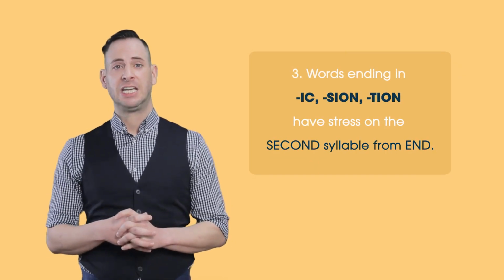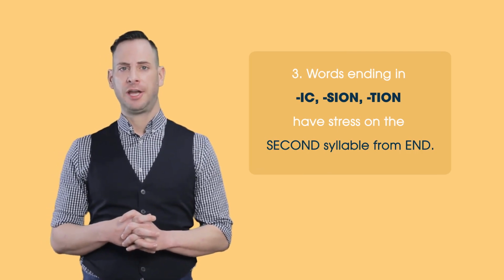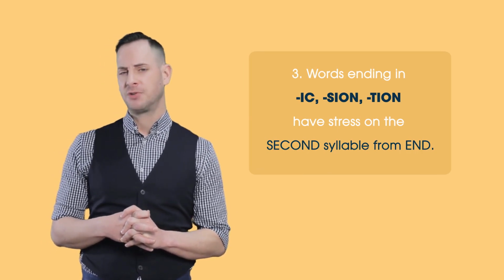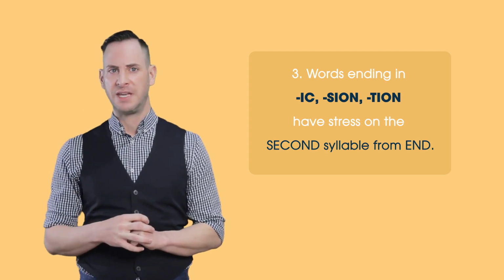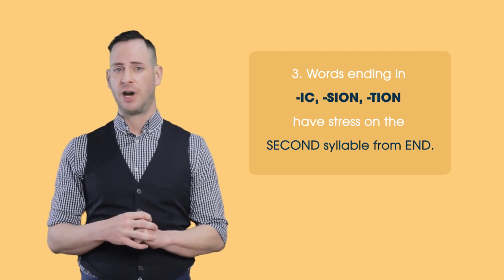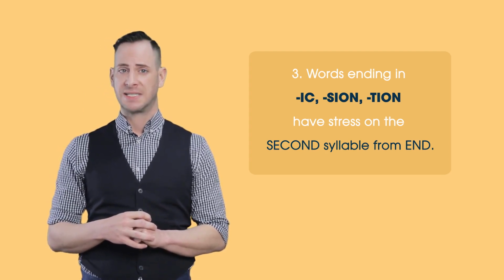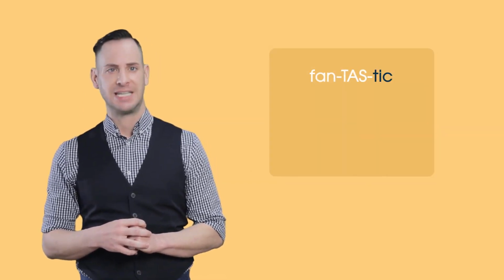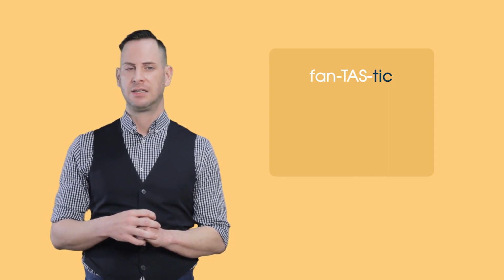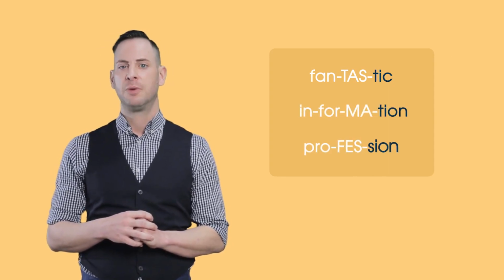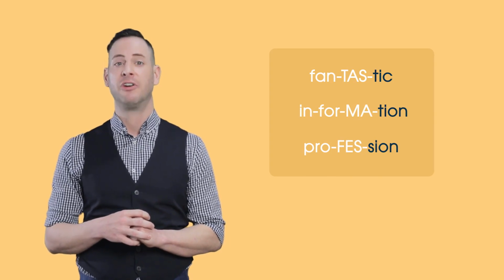Words ending in -ic, -sion, and -tion have stress on the second syllable from the end. Listen to the following examples. I'll say the word slowly the first time. Fantastic, fantastic. Information, information. Profession, profession.